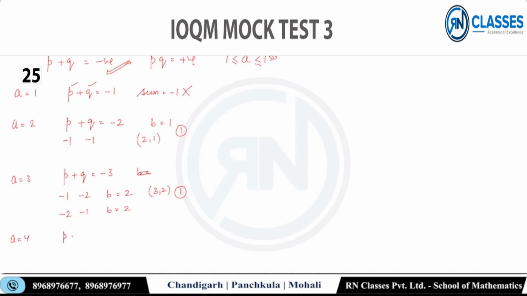एक ही जगह मैं 4 डाल देता हूं। अगर 4 डाला तो p plus q क्या होना चाहिए? -4। केसेस, p की जगह -1, q की जगह -3, p की जगह -2, q की जगह -2, p की जगह -3, q की जगह -1। यहां से b क्या आएगा? 3, यहां से b क्या आएगा? 4, यहां से b क्या आएगा? 3। तो मतलब कि मेरे को एक यहां से मिलेगा (4,3) और एक यहां से मिलेगा 4, how many ordered pairs? 2 ordered pairs। आगे चलो, a को डाला मैंने 5, कूल। a को 5 डाला मतलब कि p plus q की वैल्यू क्या आ गई?